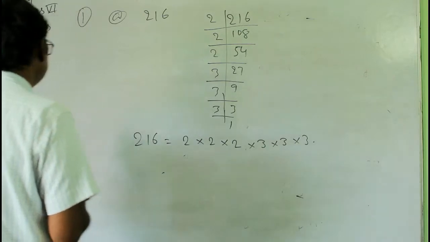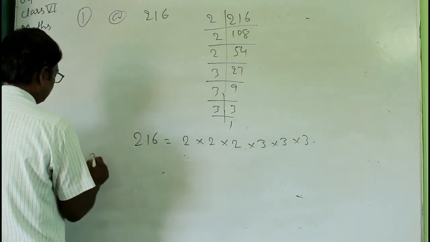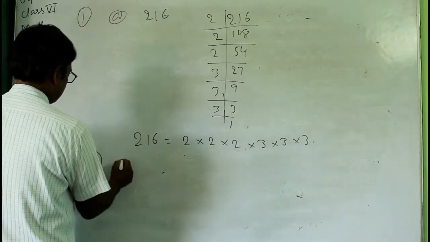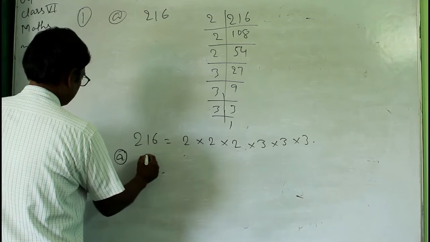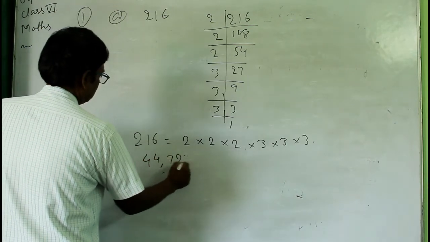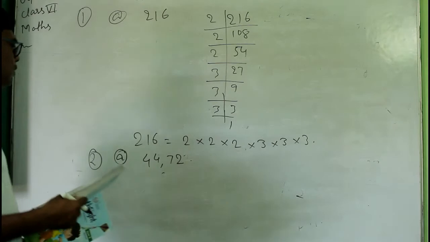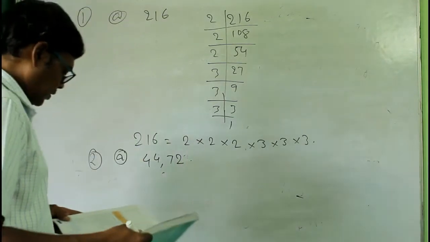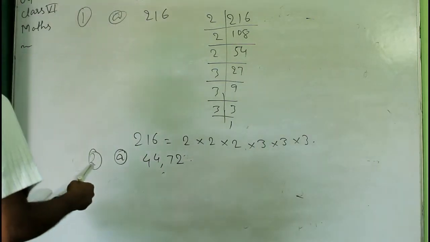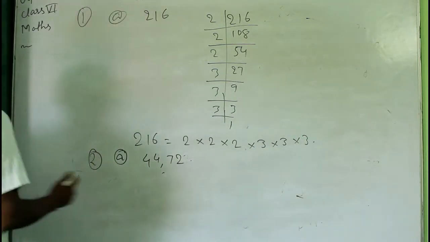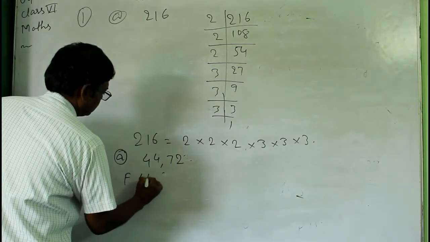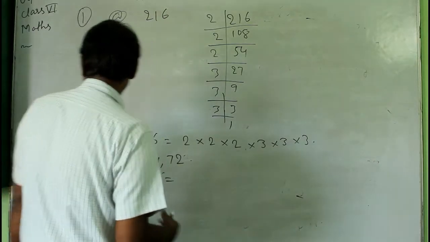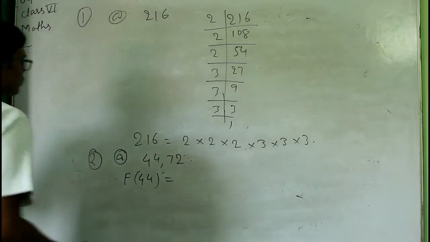So first write the question. Question number 2. You have the numbers 44 and 72, and find the common factors of 44 and 72. So first find the factors of 44. What are the factors of 44? You can do some rough work here, or in the answer also you can do.